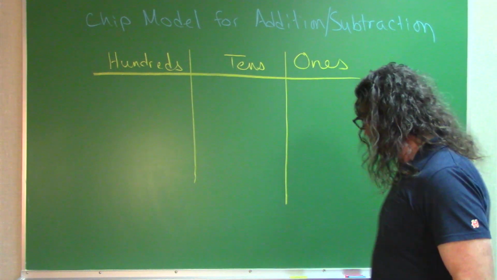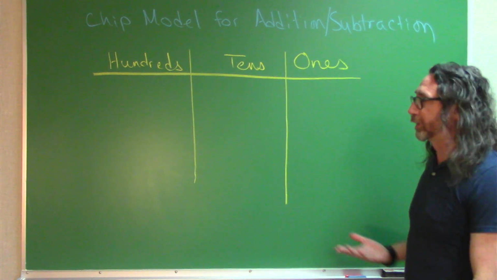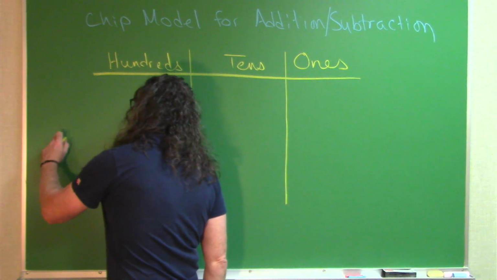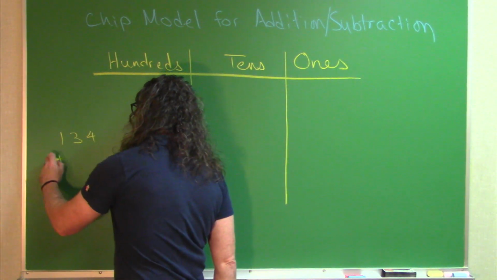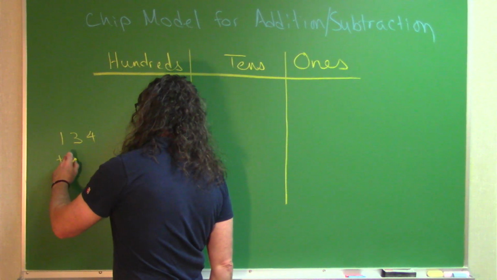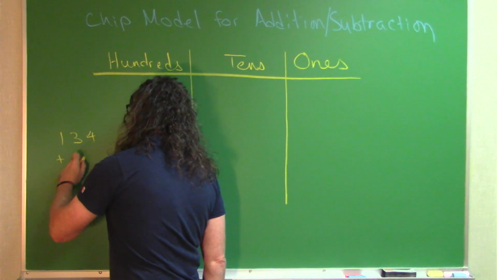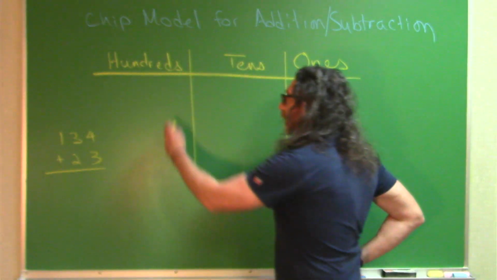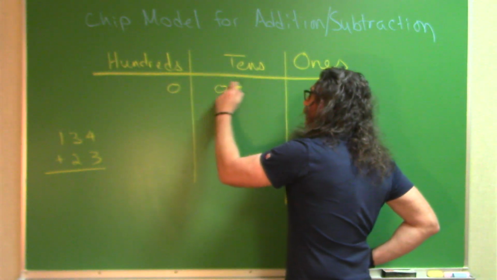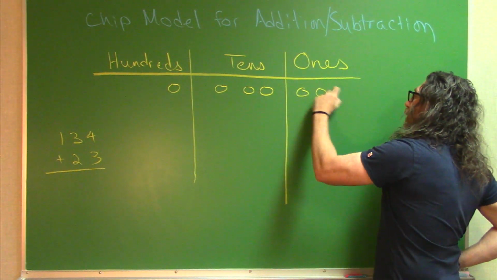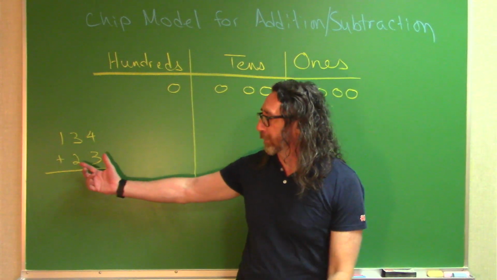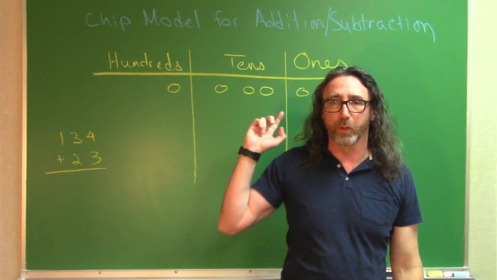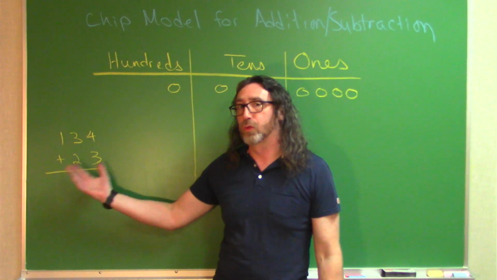Okay? So let's start out with a fairly simple addition problem that we'll visualize using the chip model. Let's do 134 plus, I don't know, 23. Okay, very easy to visualize an addition like this in the chip model. We load each of the numbers into the chip model. We start with 134 with 1 chip in the hundreds place, 3 chips in the tens place, and 4 chips in the ones place. And then we are going to add 23.